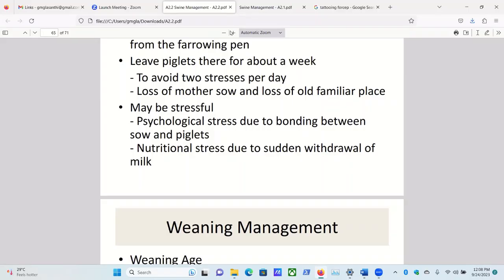Two, there is a huge nutritional loss. Right? Because they are trained to acquire nutrition from the milk. Now we are going to stop them and convert them to acquire nutrition from the concentrated ration. Right? So this is somewhat stressful.